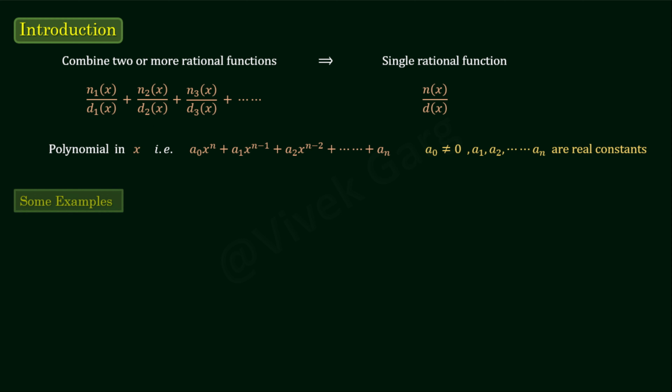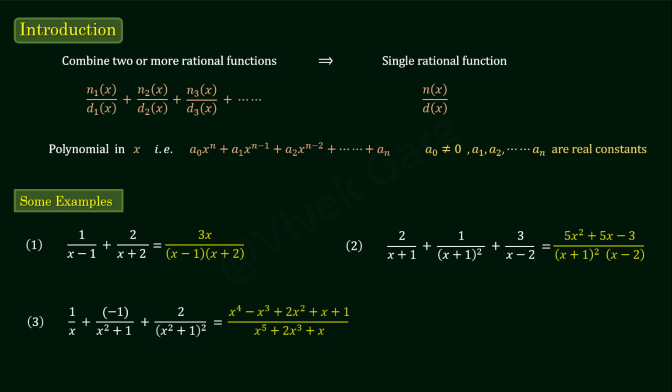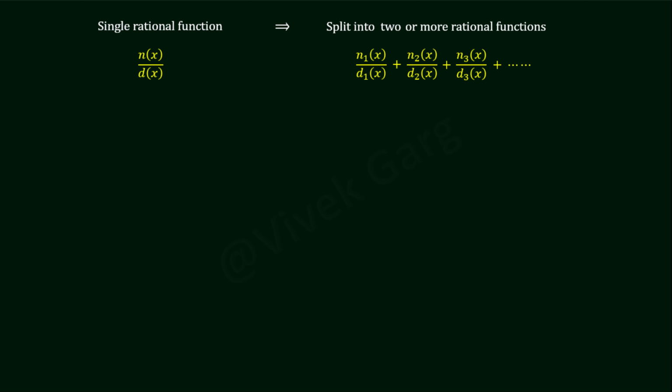Here are some examples. In some situations or in problems, for example in integration, there is a need to apply this process in reverse. That is, a given rational function must be split or decomposed as a sum of two or more simple rational functions. For example, these rational functions can be decomposed or rewritten as.